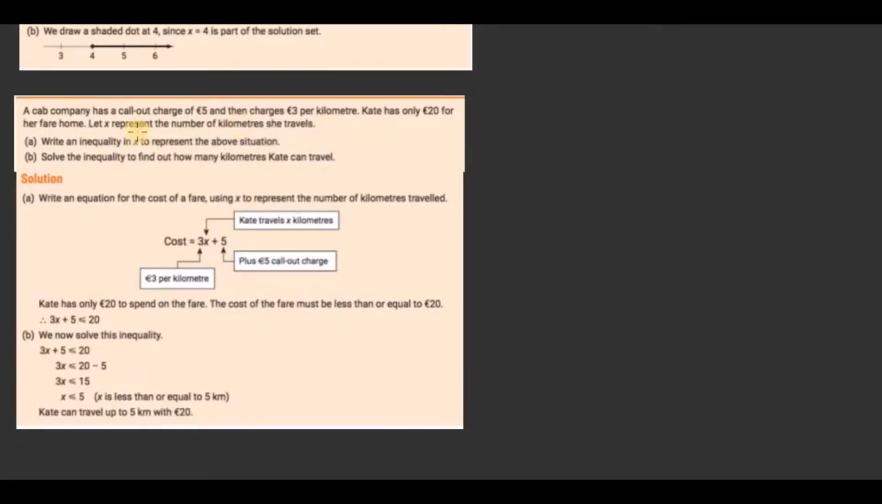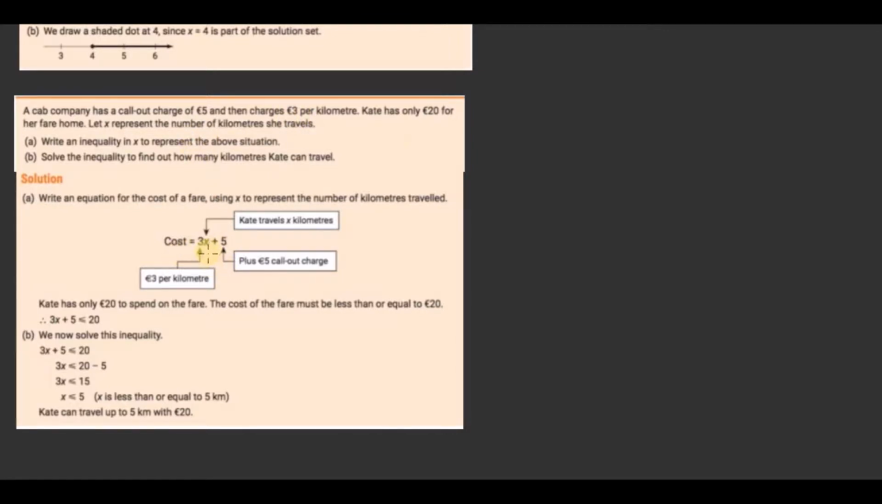Now we're going to have a look at a word problem. A cab company has a call-out charge of €5 and then charges €3 per kilometre, and Kate only has €20 for her fare home. Let x represent the number of kilometres she travels. So if she gets charged €3 per kilometre, we know that the cost for the number of kilometres will be 3 multiplied by x.